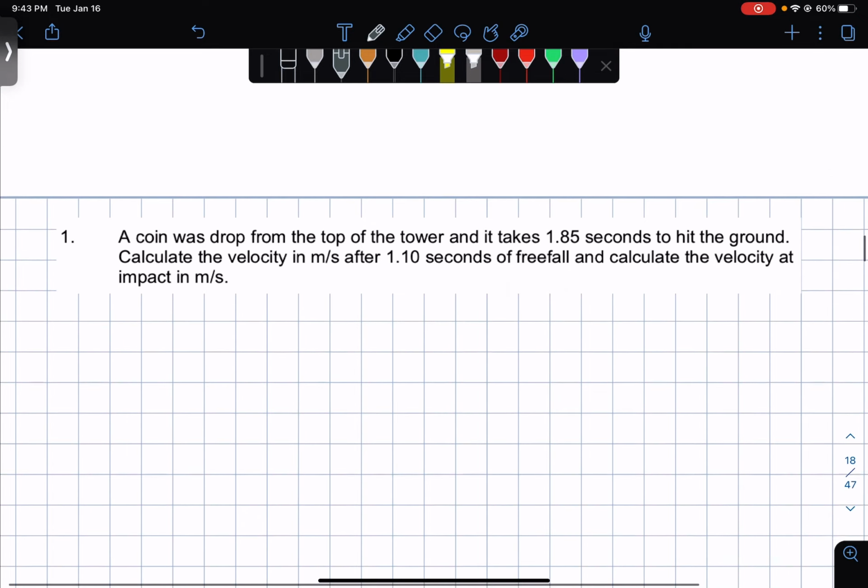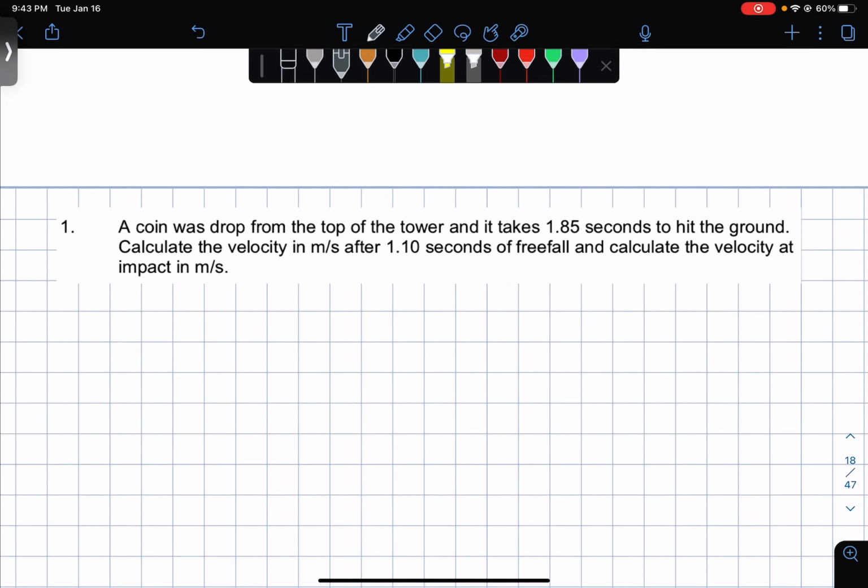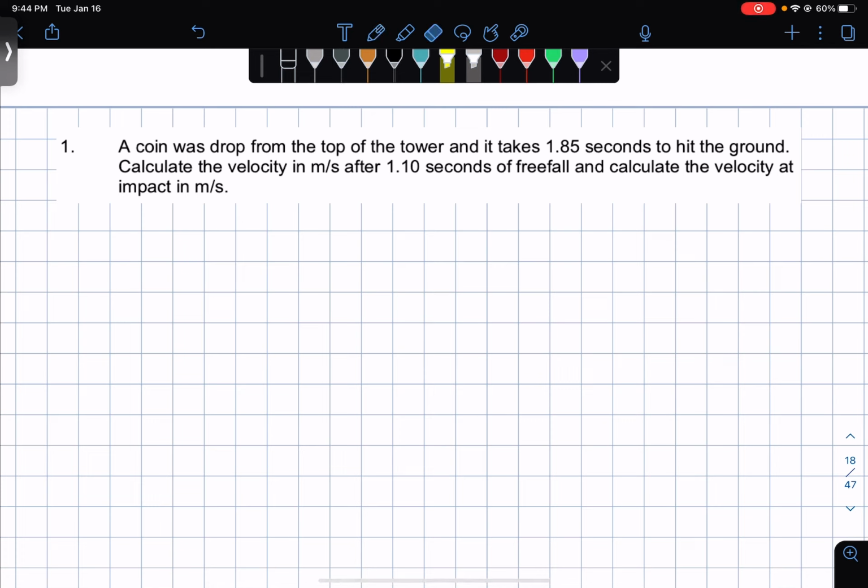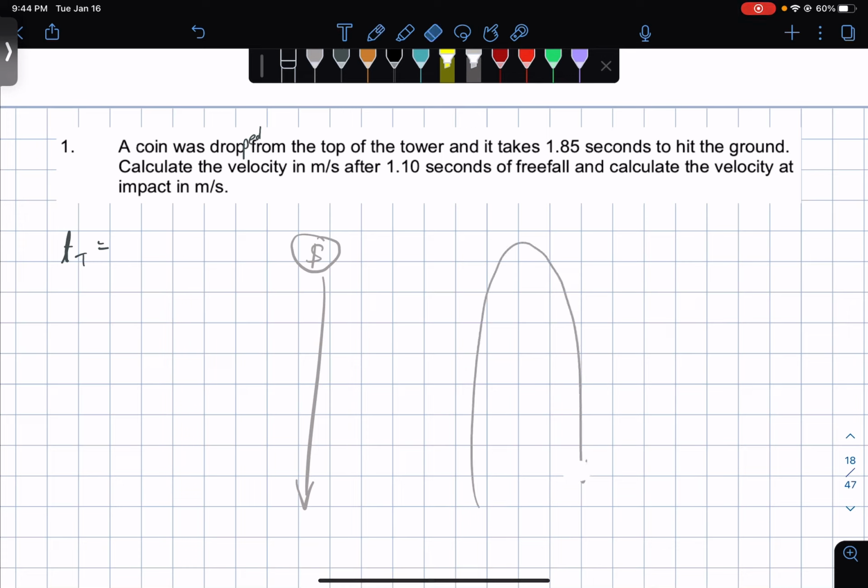Okay, so this is going to be more in free fall. So a coin was dropped from the top of the tower, and it takes 1.85 seconds to hit the ground. So yeah, a coin from above goes down. In our case, there's no projectile in a way. We're just trying to drop a coin. So the time total is basically equal to the time going down, which is 1.85 seconds.